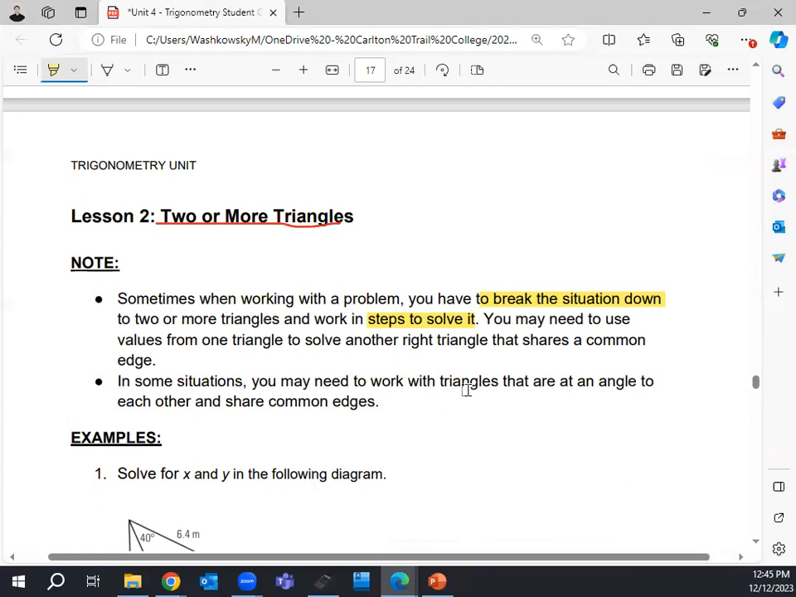Sometimes we're going to need to work with triangles that are on an angle to each other and share common edges. And the other thing we need to remember is that a straight line has 180 degrees. That will come into play a couple times throughout this. So some of those basic line facts are now coming into play. And we also know that triangles and lines both have 180 degrees as the angle here. So that's just some important information.